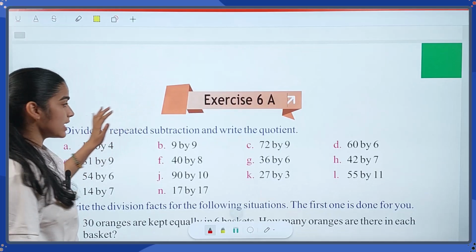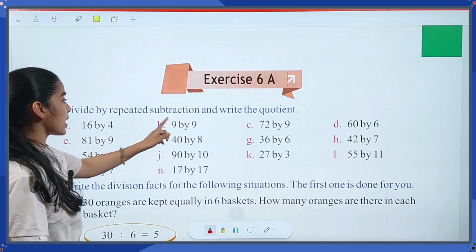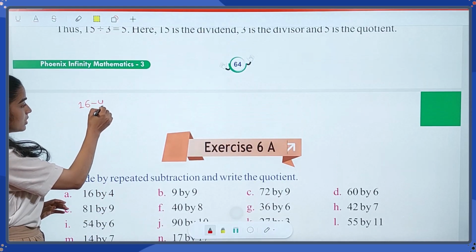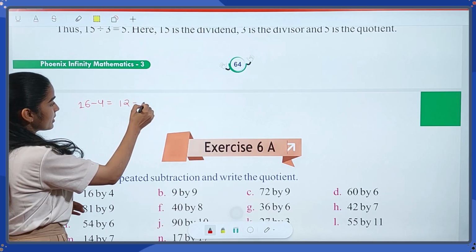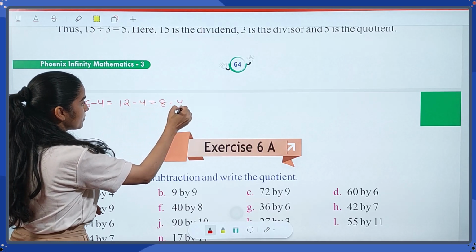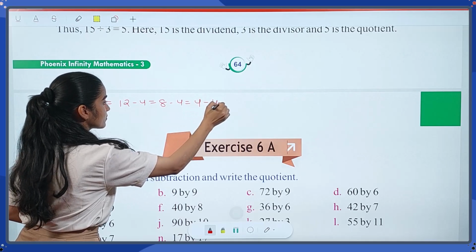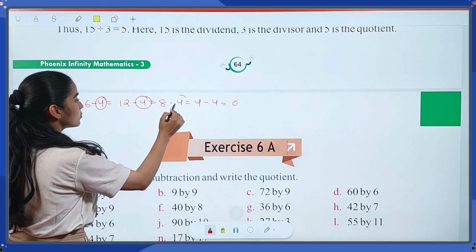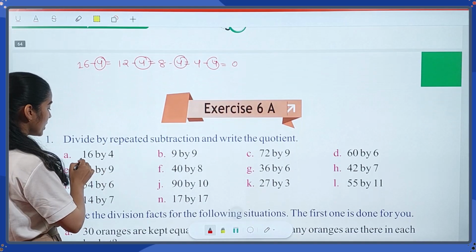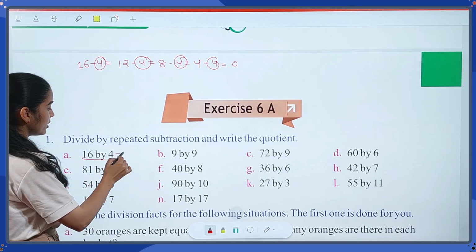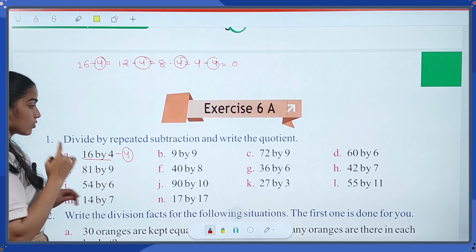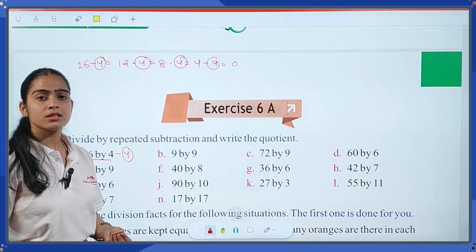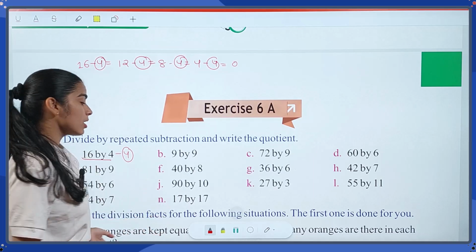Now we have our exercise. What you have to do is divide by repeated subtraction and write the answer. So 16 minus 4 is equal to 12, 12 minus 4 is equal to 8, 8 minus 4 is equal to 4, and 4 minus 4 is equal to 0. So how many times did we write 4? 1, 2, 3, 4. So what do we get when we divide 16 by 4? We get 4. In the same way you have to solve the rest of the questions with the help of repeated subtraction, and this is very easy because till now we have learned subtraction very deeply.